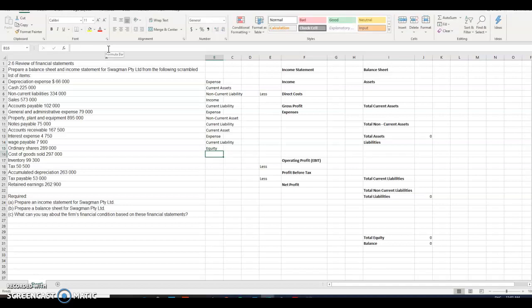Cost of goods sold, that's one of our direct costs and then goes into our calculations for gross profit. Inventory is a current asset, as we're expecting to convert that into cash or cash equivalents inside 12 months. Tax is another expense, and that's going to go at the bottom of our income statement. So I'm just going to put tax expense here.